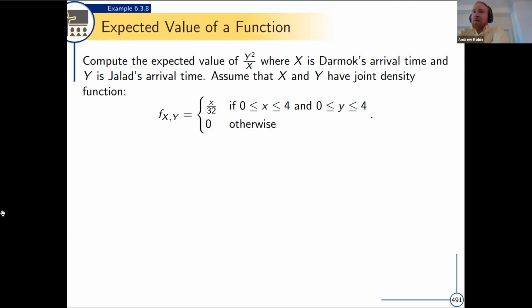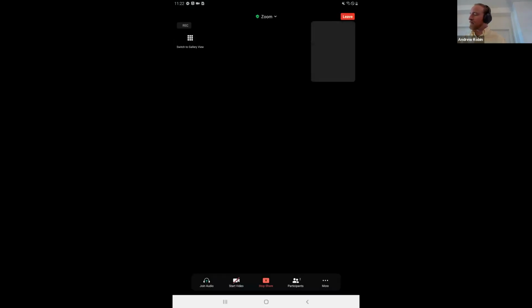Let's go back and talk about the arrival time joint density function for Darmok and Jalad arriving on the island, and compute the expected value of this variable y squared over x. Given this same density function over the rectangle [0,4] by [0,4], we want to figure out what the expected value is of the ratio of Darmok's arrival time squared divided by Jalad's arrival time. Whatever that means in plain language, that's the variable that we want to compute an expected value for. And we're just going to practice with this once setting up the theorem.